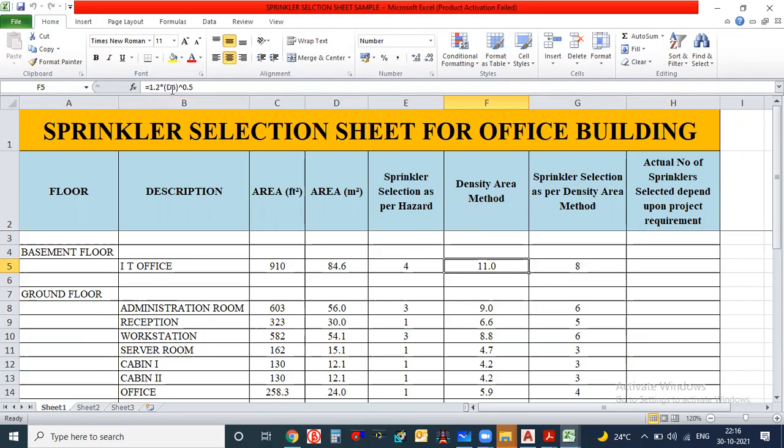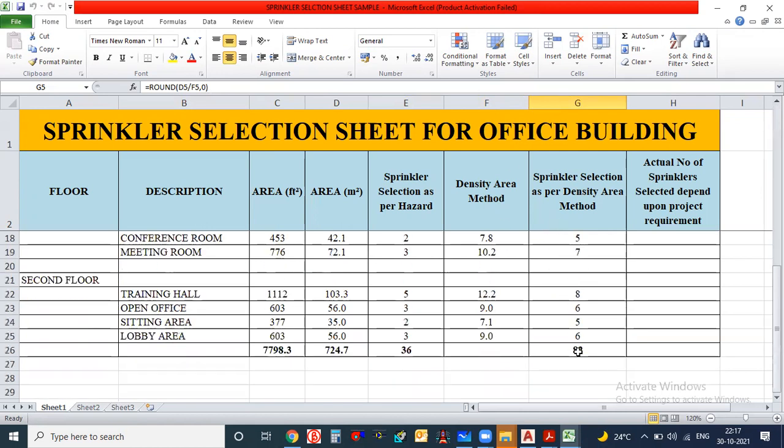Next, I will compare this result with the density area method, which is 1.2 into the area of sprinkler operation to the power of 0.5. So here, I have simply taken the area in square meter and got the density area method. Then sprinkler selection as per density area method. The formula is simple: 84.6 divided by 11, D5 divided by F5, you will get this number of sprinklers.